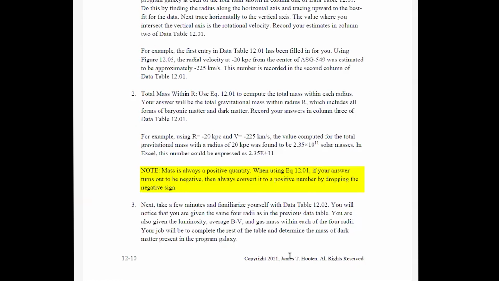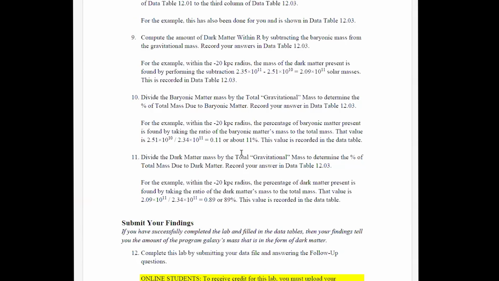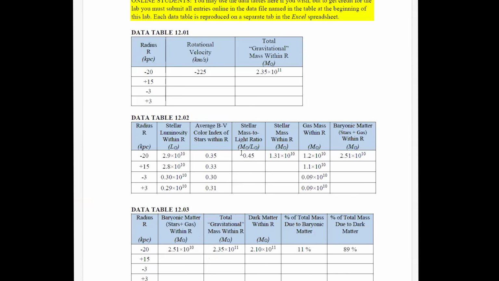Next comes the procedure, and we will go over the procedure here in a little bit. There's two parts. And here are the data files. You'll notice there are 3 data files here. Also notice that the radius r in kiloparsecs is in the first column of all 3 of these tables. And the numbers are the same, so negative 20, plus 15, negative 3, and plus 3 are the same all the way down. You'll also notice that some values are already filled in.